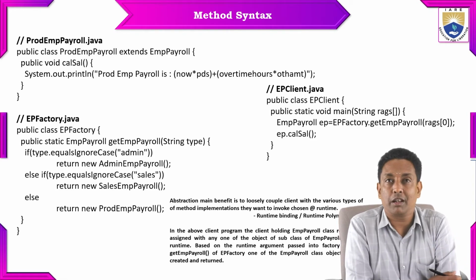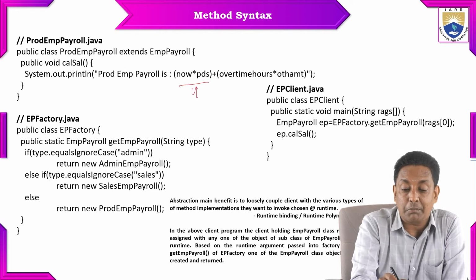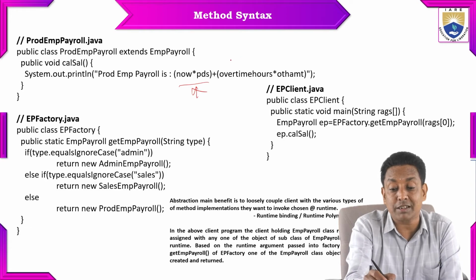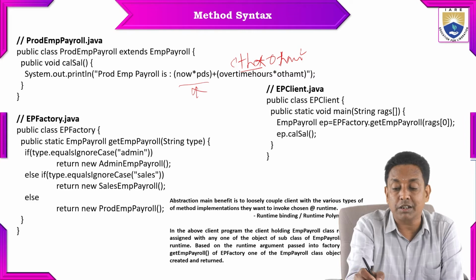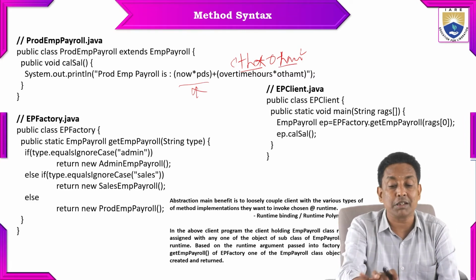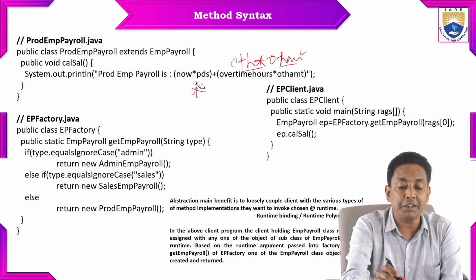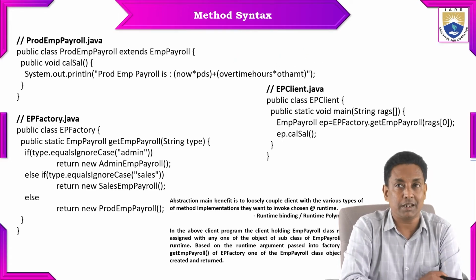Coming to the production employee, also the same: the number of working days into per day salary, plus as many overtime hours as they work. The overtime hours into overtime amount, as many hours as they worked into the amount, must be calculated in the production employee payroll. For the additional working hours, we need to pay an extra amount to the production employees. But this type of logic doesn't apply to the admin or sales employee.